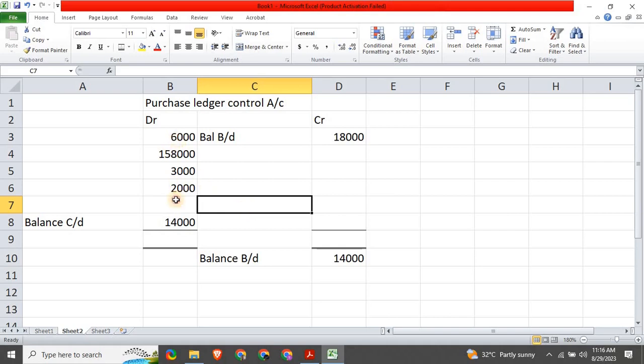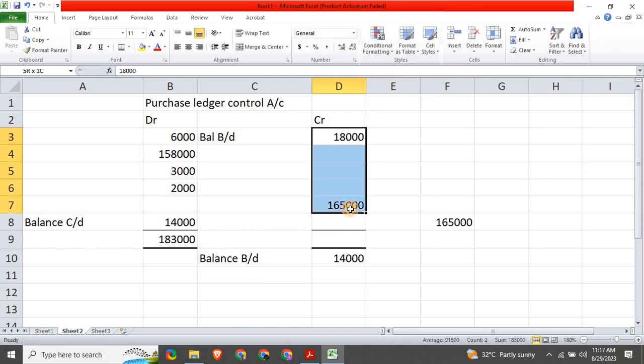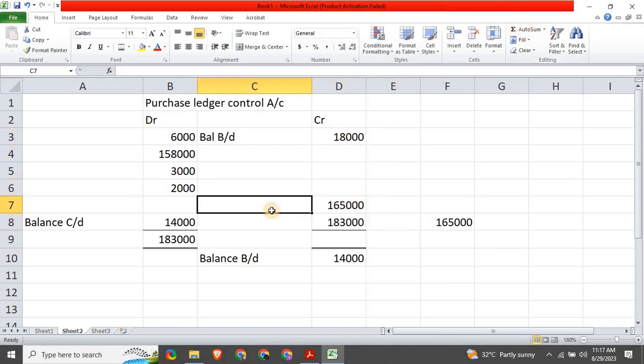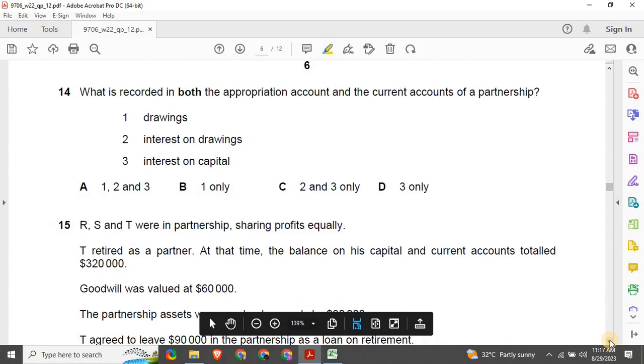So let's find out the total on this side. It is 183,000. So the difference is my credit purchase. 183,000 minus 18,000, so 165,000. 165,000 is my purchase here. 165,000 is the option. Yes, option C is your correct answer. Let's move on to the next question, question number 14.